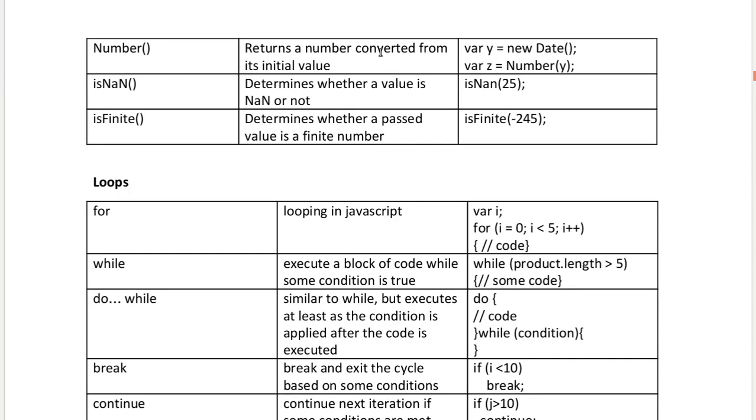Number returns a number converted from its initial value. Var y equal to new Date, var z equal to Number y. isNaN determines whether the value is NaN or not, isNaN 25. isFinite determines whether the passed value is a finite number, isFinite 2 minus 2.